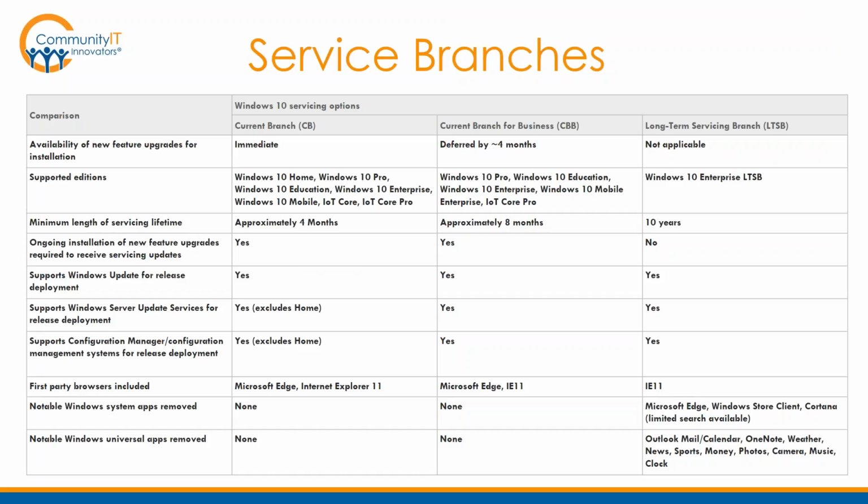So a lot going on this slide. We'll point out a few options here. This provides some additional detail on both the current branch and the current branch for business. You can see here if we look at the availability for new feature upgrades, current branch is immediate, so as Microsoft is releasing those features, they are showing up on your current branch computer. Current branch for business, those upgrades are deferred by 4 months.